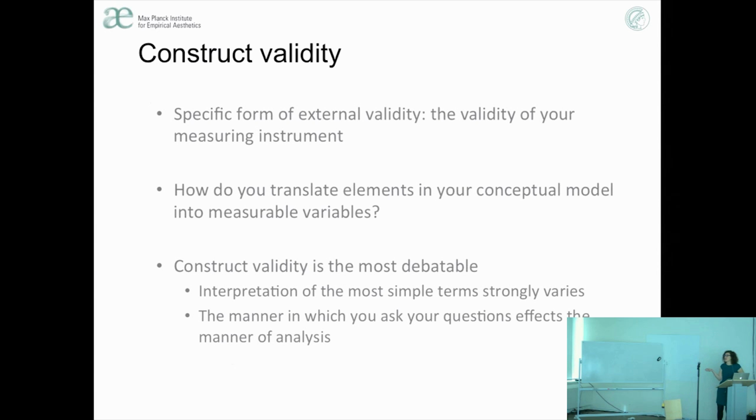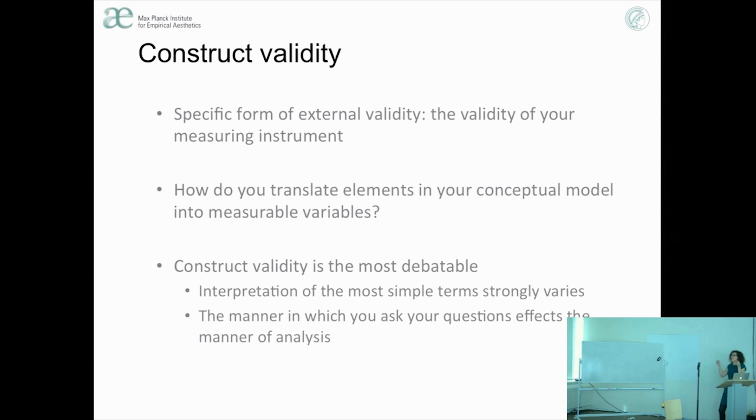This is a very specific form of external validity. It's the validity concerning your measuring instrument. It's about how you translate elements in your conceptual model, your dependent variables mostly. Those are the ones that you're going to measure. How do you translate them into measurable variables? How do you operationalize them?